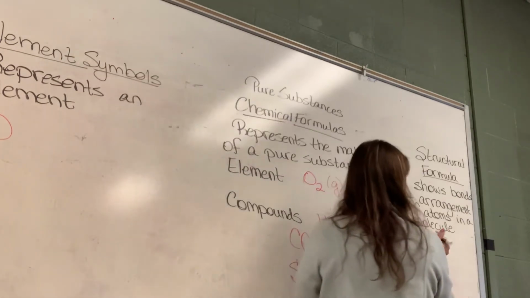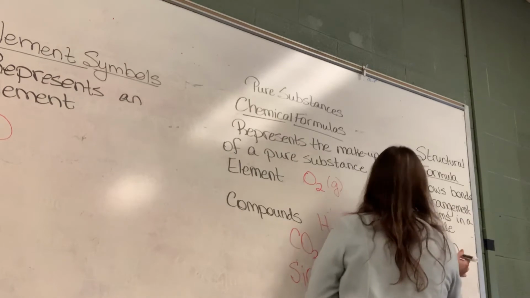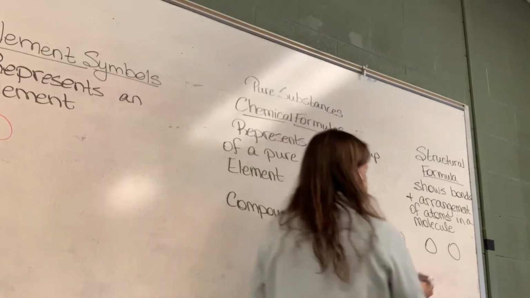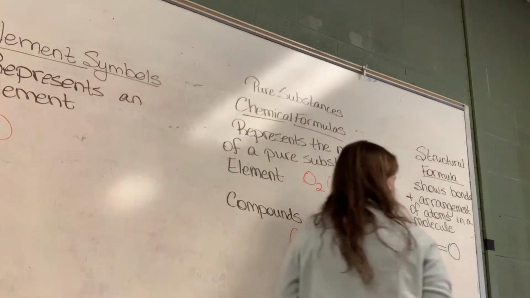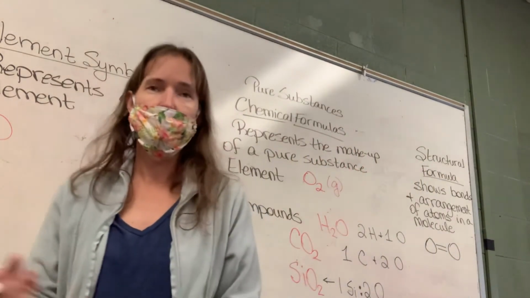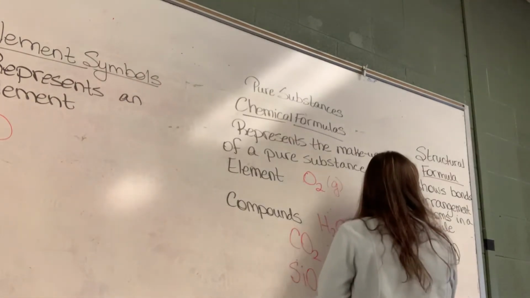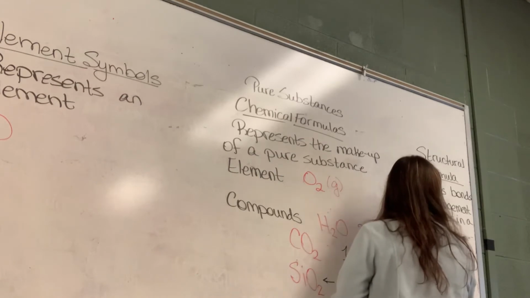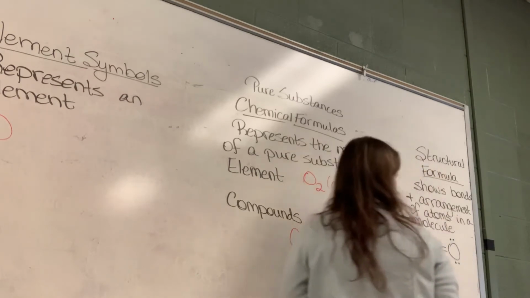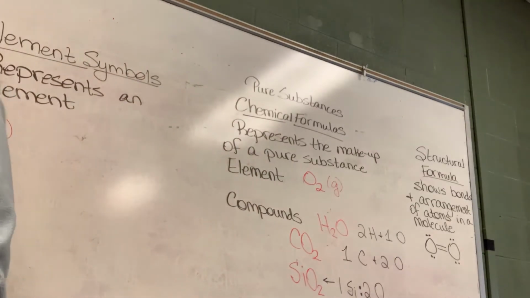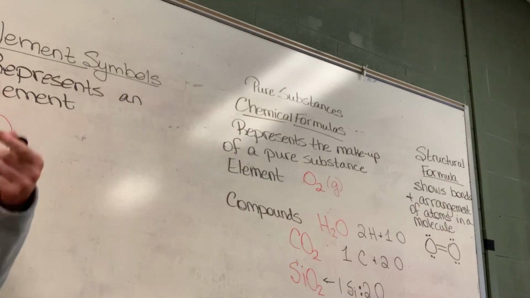But for oxygen, the O2 means there's two oxygens. And there has to be a bond between them to have it be in the same molecule. So that is a structural formula representation of O2. So O and O are two O element symbols.